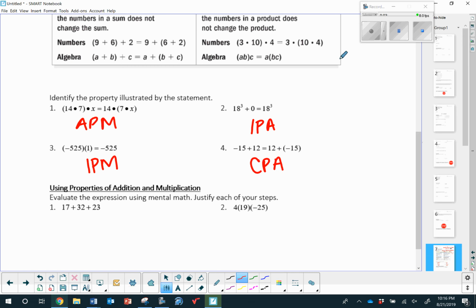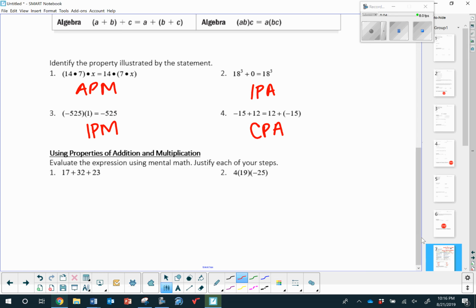All right, friends, so now we're going to put these properties into action with numbers 1 and 2. It says evaluate the expression using mental math. Your brain is already using these properties, whether you know it or not. For example, 17 plus 32 is trickier for me to do in my head than if I do 17 plus 23 first, then add 32. So 17 plus 23 is an easy 40 plus 32, and then I can quickly tell you that it is 72.